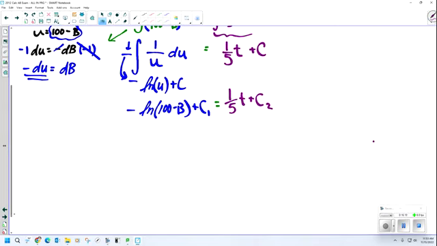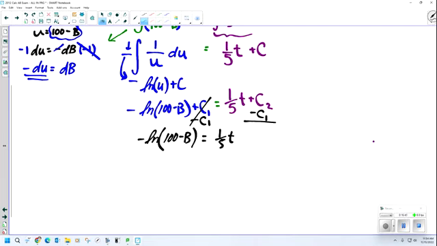All right. Well, let's start by getting rid of this constant here. Subtract constant 1 from both sides, and I've got the negation of the ln of 100 minus b equals 1/5 t. If I have a constant and I combine it with another constant, it's still a constant.